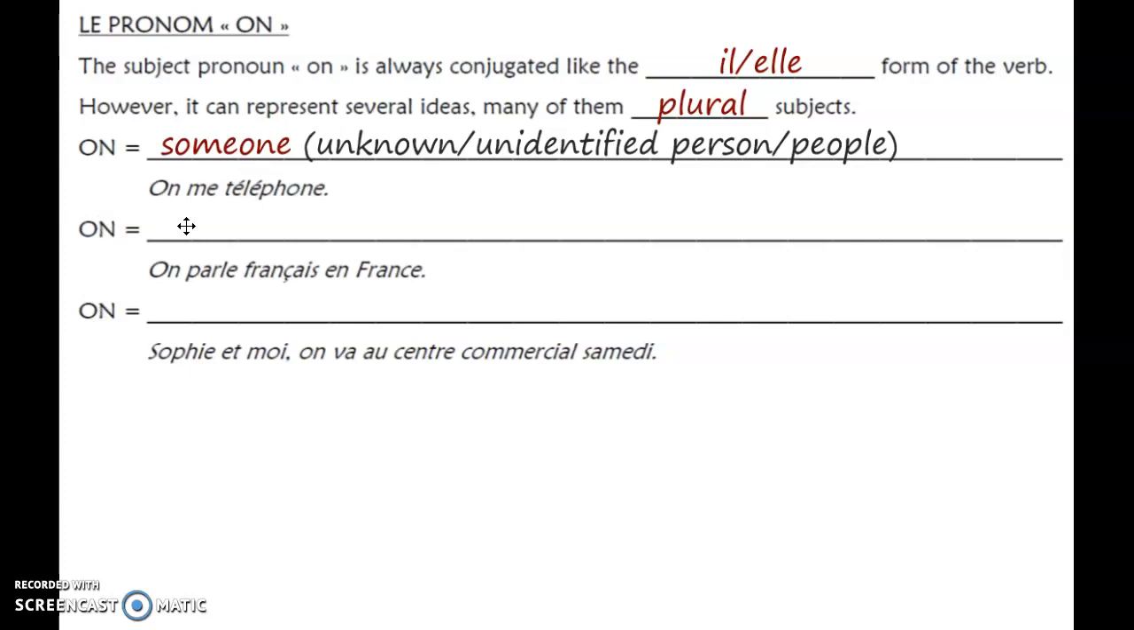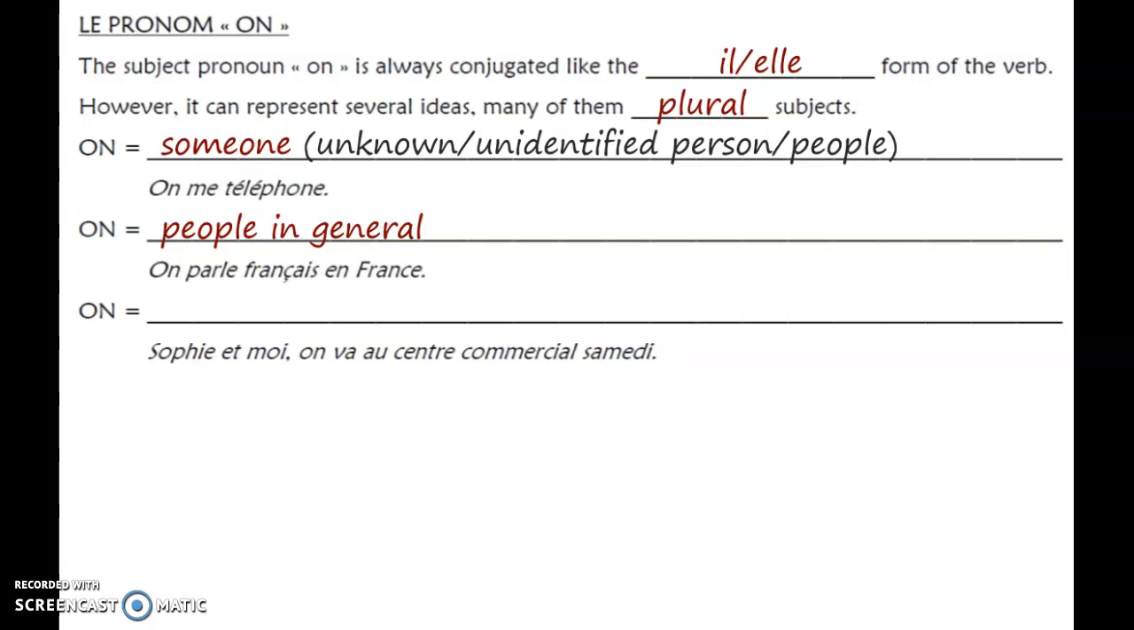So another meaning for on is referring to people in general. So not a specific group of people, not one specific person, but just people in general. So our example for this is On parle français en France, which means one speaks French in France, or really just people speak French in France. And again, even though people is clearly plural, more than one person, on always uses the singular verb form. So this gets used on a very regular basis, on meaning people in general.